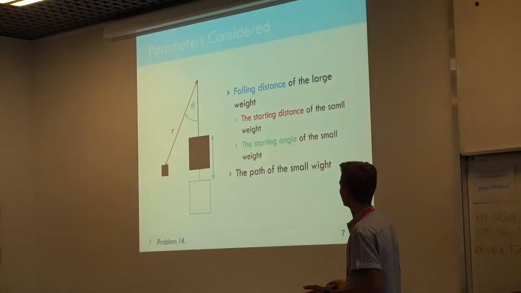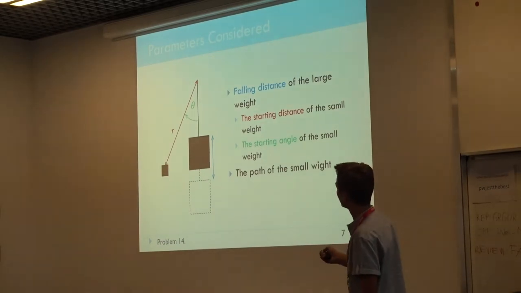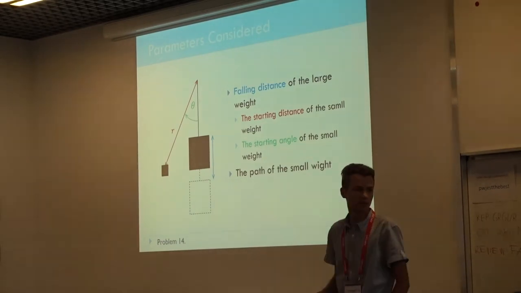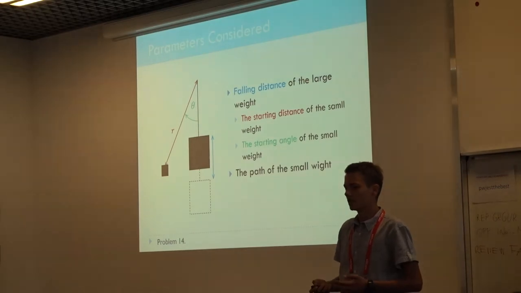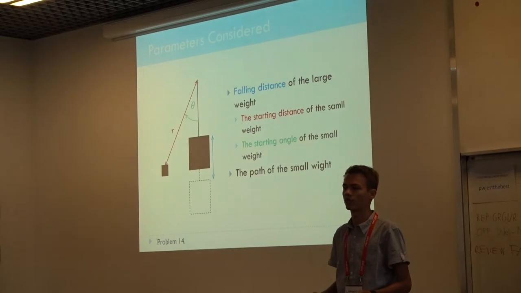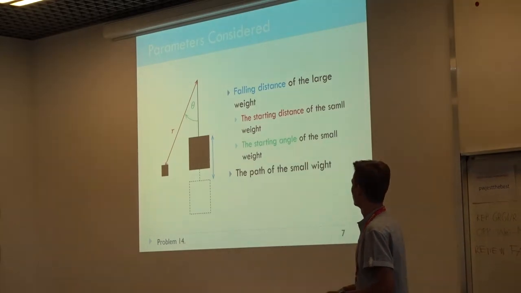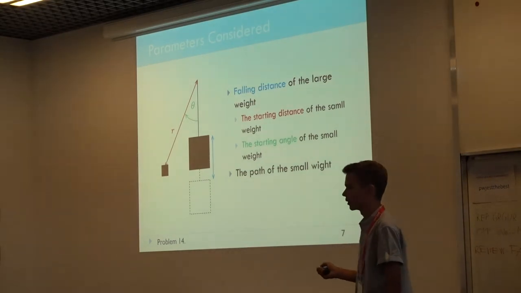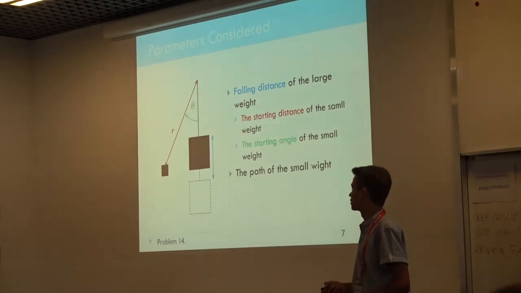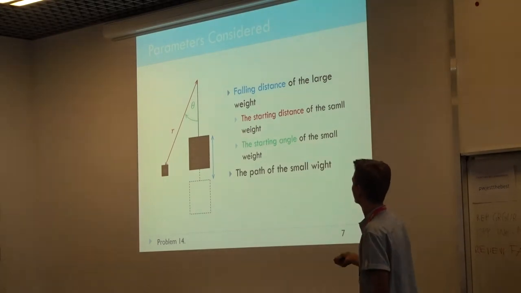So the parameters I considered, the one I measured was the falling distance of the large weight, because I think it shows very nicely how effective these parameters of the experimental system were at stopping the large weight. The smaller the distance that it falls, the more effective the parameters were. So I changed the starting distance of the small weight and the starting angle of the small weight. And I also measured the path that the small weight took.